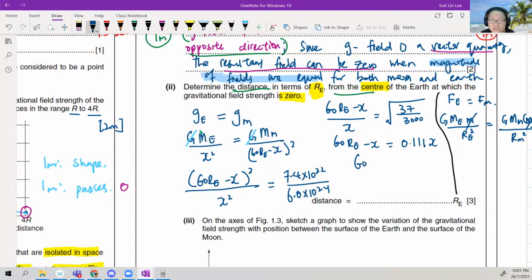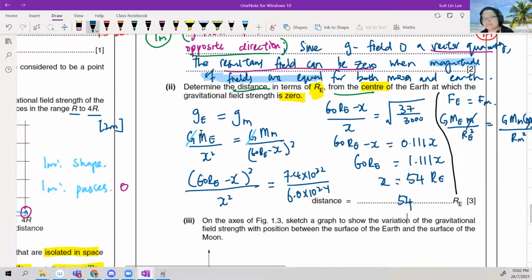And then I will have 60 RE is equal to, bring over here, plus 1.111. Yeah, sure, you will get number 1. So you can get X in terms of RE. 60 divided by 1.111 is 54 RE. Okay. Yes, it's within your syllabus.